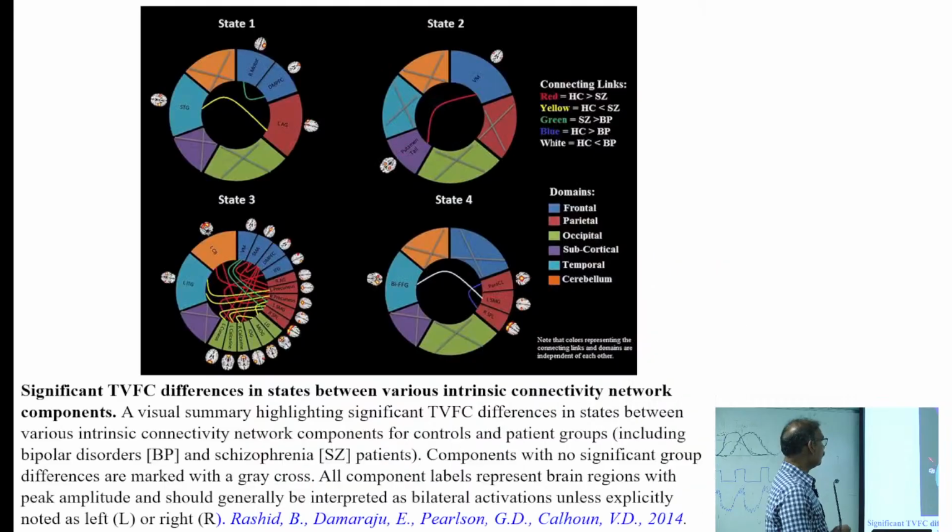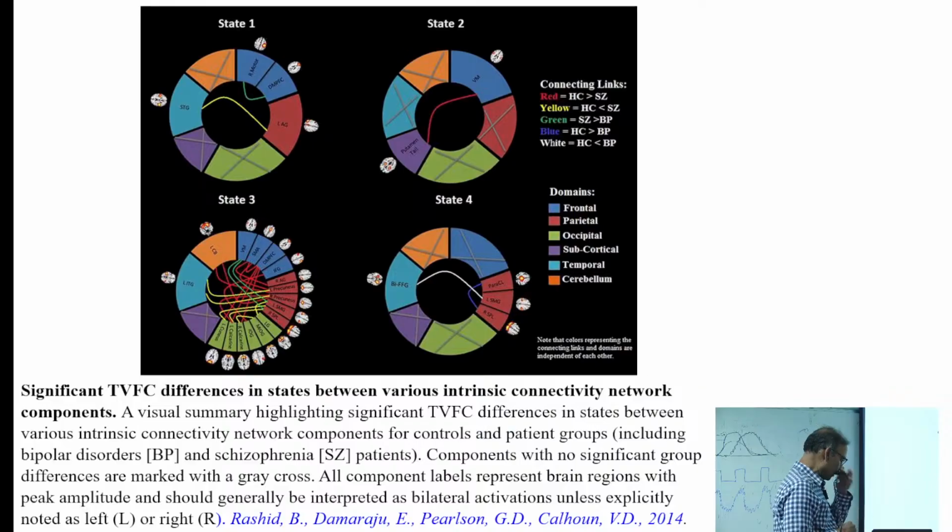And then what you can do is show the difference between, let's say, healthy control versus schizophrenia. This is work by Vince Calhoun, who has shown that by using these kinds of analyses, you can show differences in healthy control versus schizophrenia. Red is where healthy control connection is greater than schizophrenia, yellow where healthy control is lesser than schizophrenia, and so on. So you can make these kinds of profiles, right?